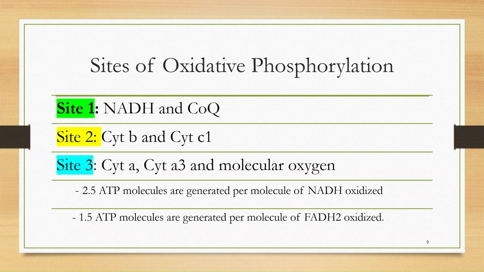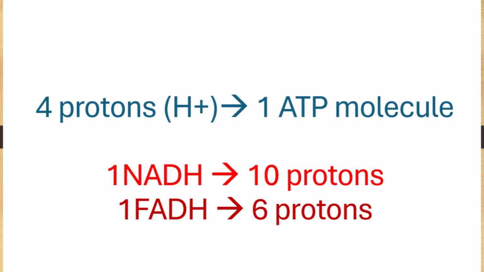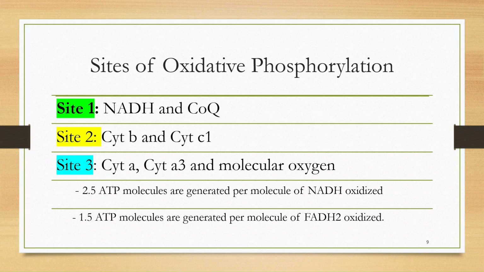So basically, if 4 protons cause 1 ATP to be produced, it means that when NAD comes in, it causes a pumping of 10 protons. So eventually 2 ATP molecules will be produced, and there will be 2 protons left over. And those 2 protons that are left over would eventually be filled up by the next NAD that comes in.